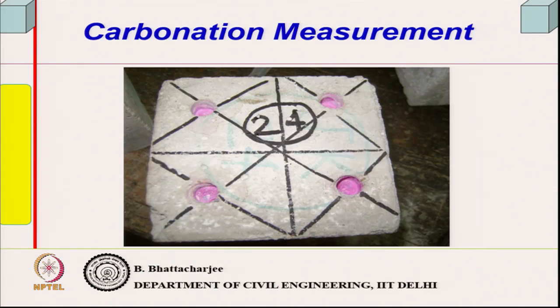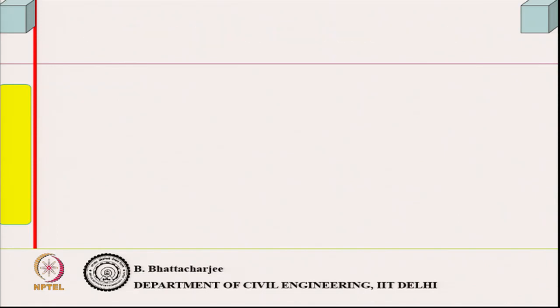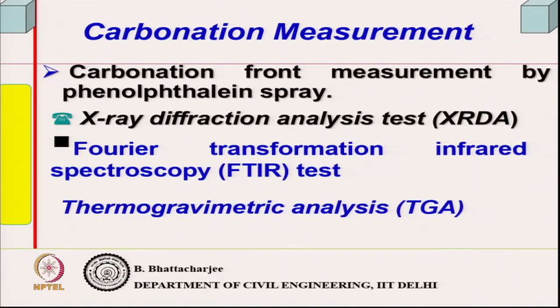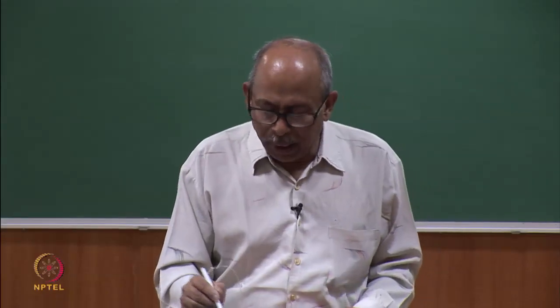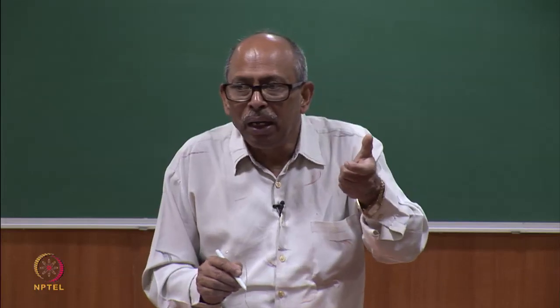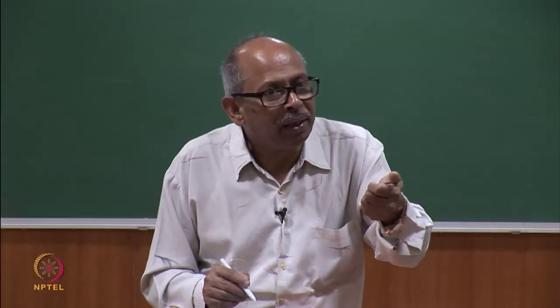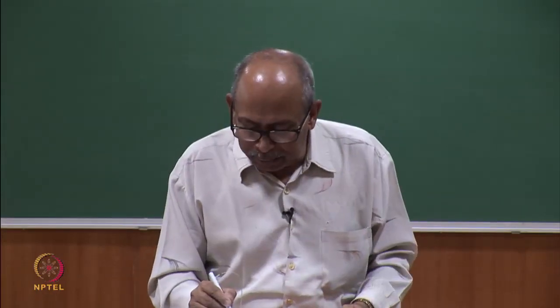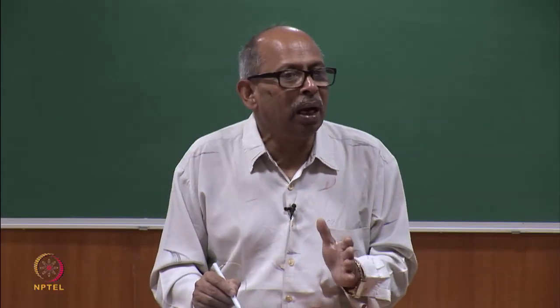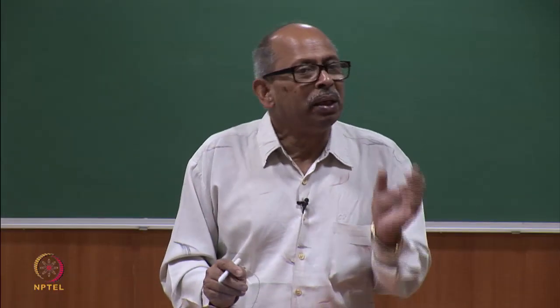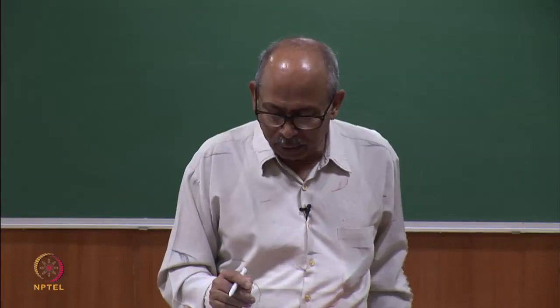So, phenolphthalein spray is done in order to find out the carbonation. So, this is carbonation measurement. That is to find out how much it is. What you do is you break or drill, dry, and spray phenolphthalein. Up to some depth you might find that it is colorless, and beyond that it is pink. That depth is the depth of carbonation penetration.